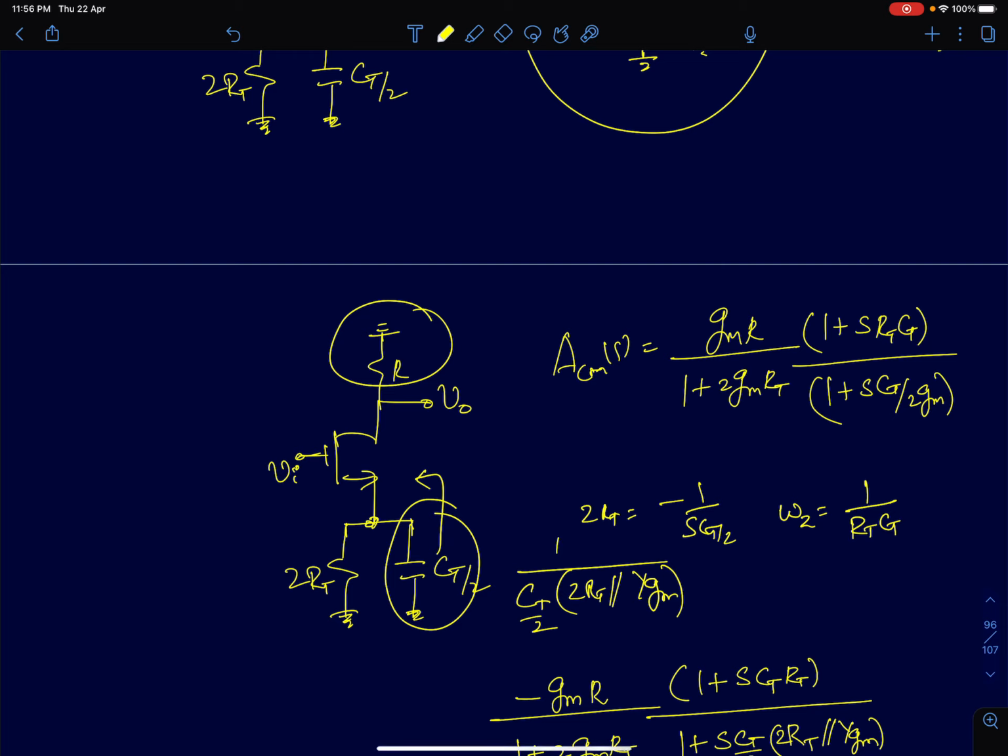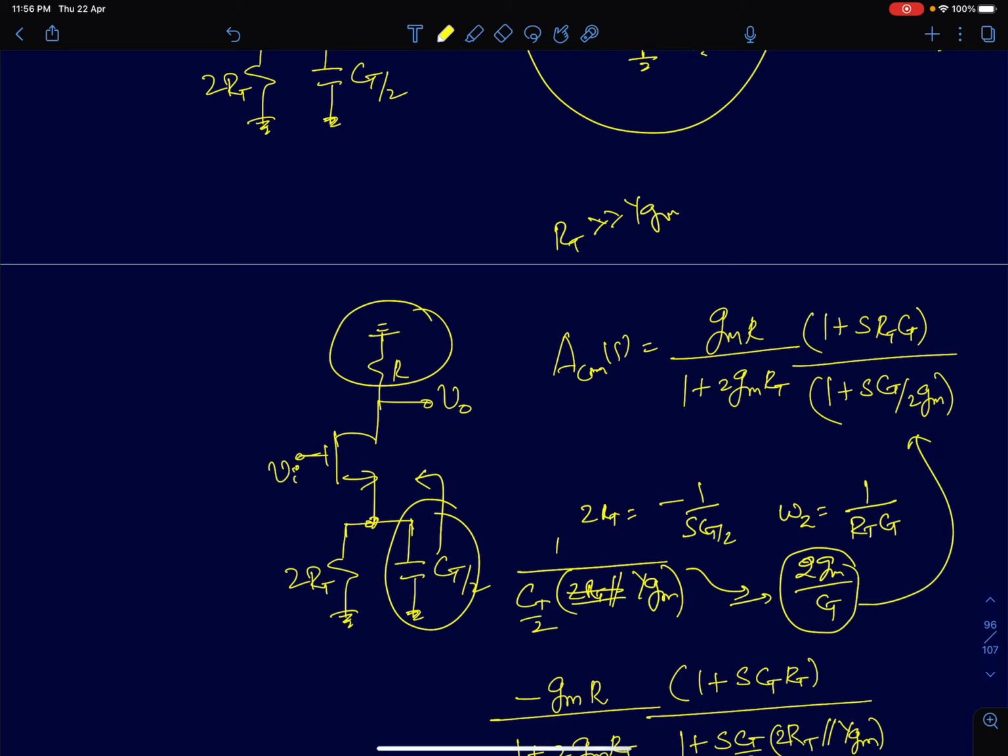Again, I'll make this approximation. This RT resistance will generally be much greater than 1 by GM. So using that, I can say the pole here reduces to 2 GM by CT. So this is 1 by GM. So you get 2 GM by CT as the pole. So that's what is shown here.